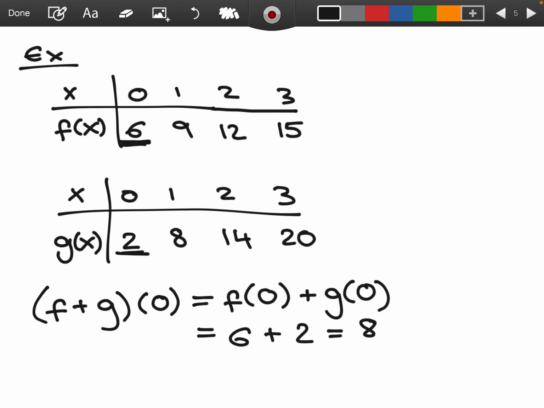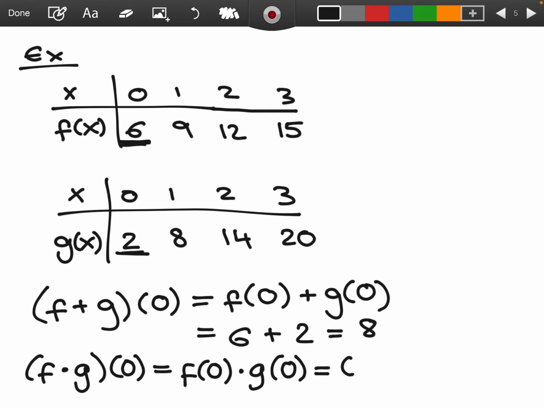Okay. And similarly you can do f multiplied by g at, we'll do 0 again. Okay. That's just going to be f of 0 multiplied by g of 0, which is 6 times 2, which is 12. So that's another type of problem that you can get where you're actually looking at these functions evaluated at a particular value.